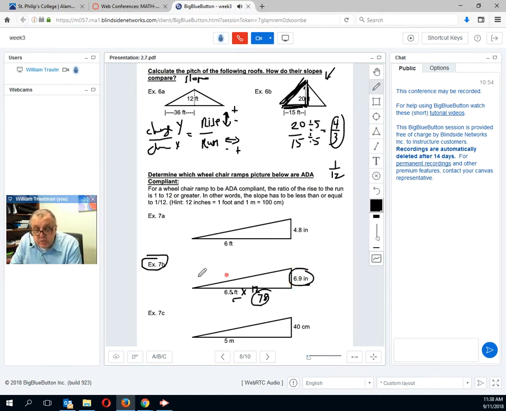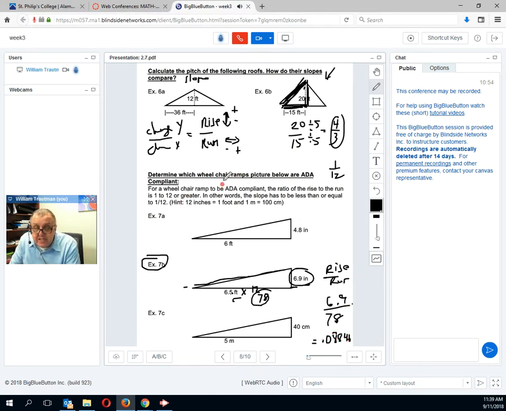So once again, this wheelchair, we want to know if this ramp is good or not. And don't forget, rise over run. Well, the rise from here to here is 6.9. And the run, we said, from there to there is 78. Let's put that in our calculator. 6.9 divided by 78. I get 0.08846. So this is what I get on my calculator.